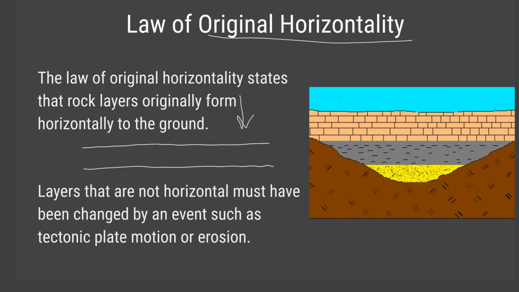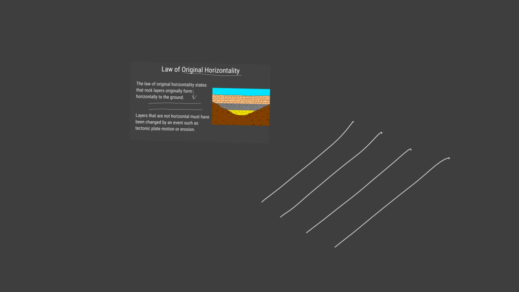For example, if we find layers of rock, I'm going to zoom out here for a second. If we find some layers of rock that are tilted, like this, we know that's not how they originally formed. They would have originally formed horizontally, and that means that something must have rotated those rock layers. And usually that's something like tectonic plate motion or an earthquake.